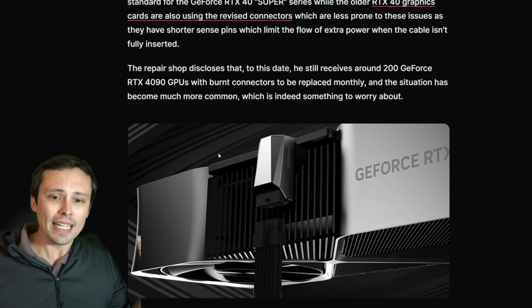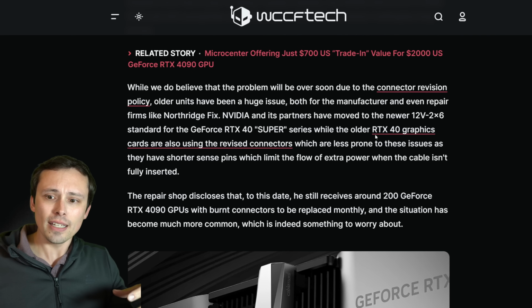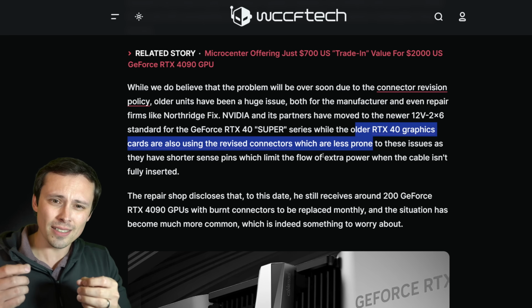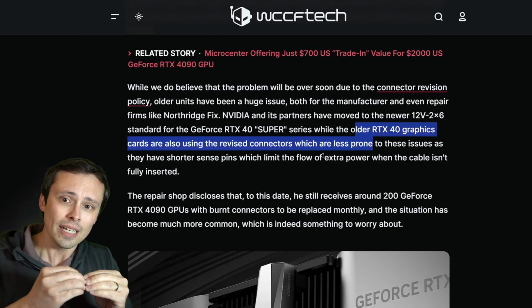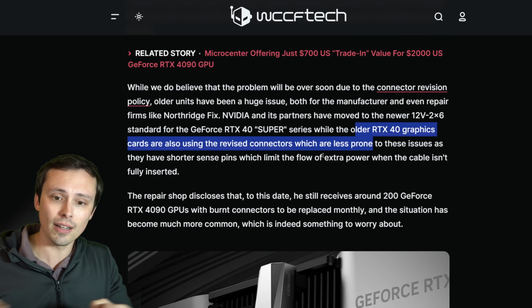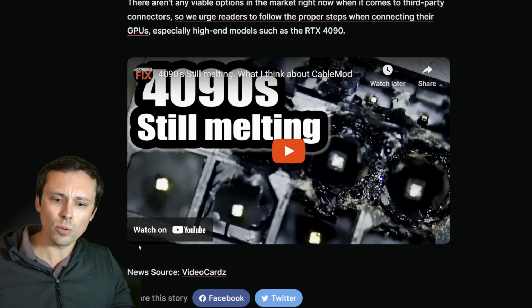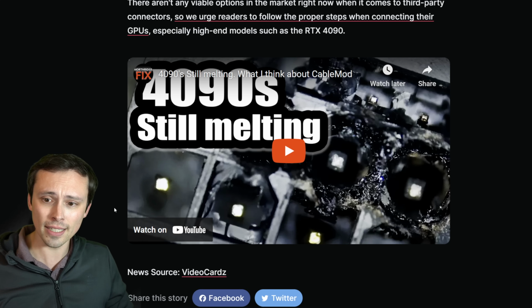So in the meantime, since this issue was first discovered, the connectors themselves have been revised so that the sense pins, I think, are shorter, so that if you're not getting a full connection, it's more likely to shut off the power going to the thing and not get that overheating issue. Now, it's unclear in this video whether some of these issues are on those redesigned pins or these are just having issues from the original batch that didn't have that redesign.